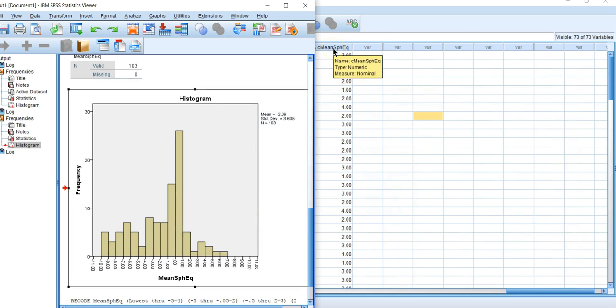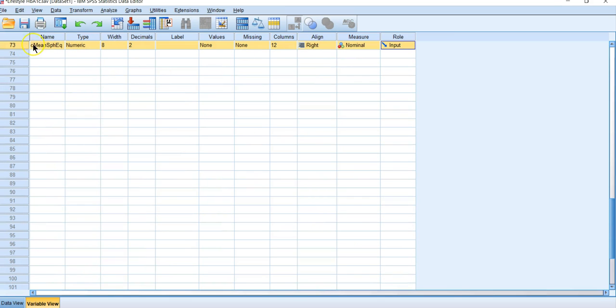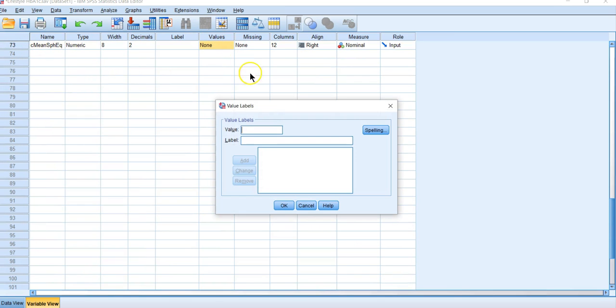I'm going to double click on that database so we come into this, and I'm going to put in the values before I forget them. So 1 is a high myope. 2 is a myope.